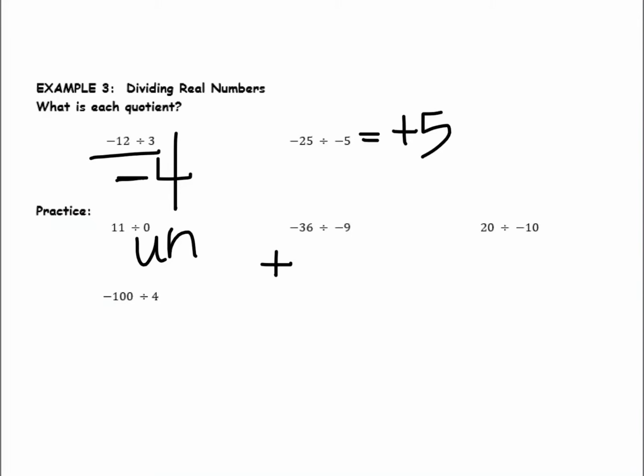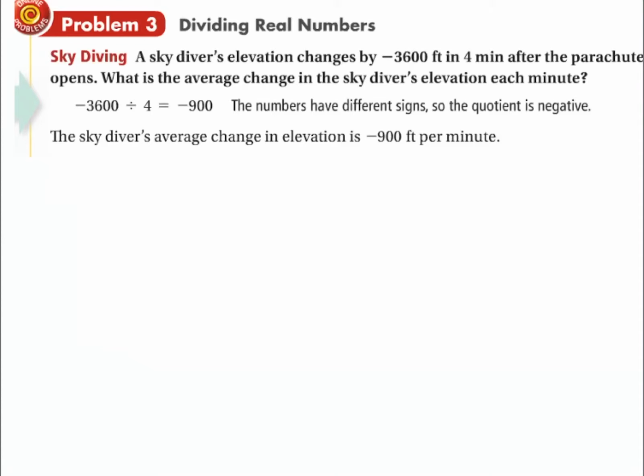Negative divided by negative gives me a positive. 36 divided by 9 is 4. Positive divided by negative, different signs, gives me a negative. 20 divided by 10 is 2. And here again I have different signs, and 100 divided by 4 is 25. Hopefully you can do those on your own at this point, since dividing and multiplying should be pretty easy for you.